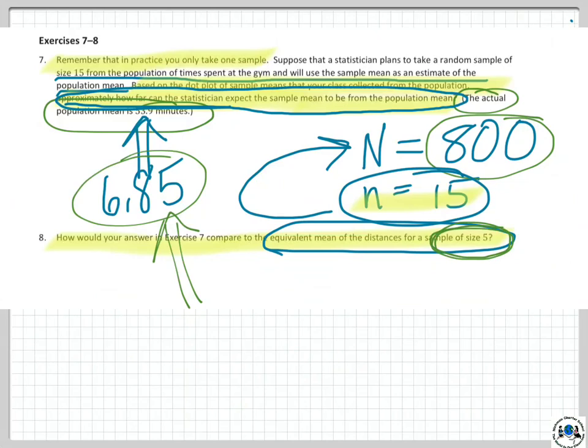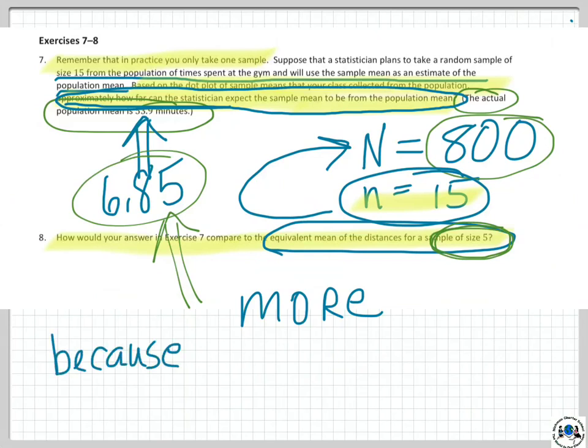This is just a common sense question, actually. And of course, it would be more. It would be greater, because of a greater variability.